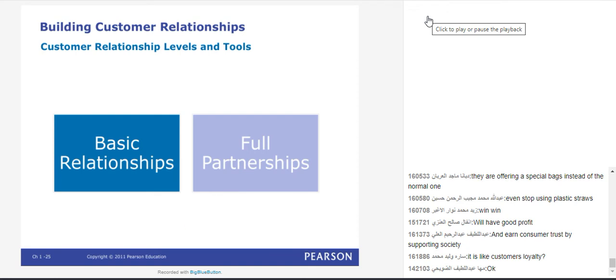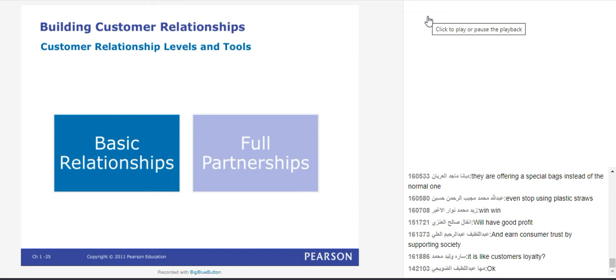Okay? Also, while we are building the relationship, we must consider what kind of relationship we are building. Are we building basic relationships or full partnerships? Basic relationships are often used by a company with low margin customers. For example, Coca-Cola is building a basic relationship with customers. They don't phone call their customers to know them personally. They create the relationship through brand building.